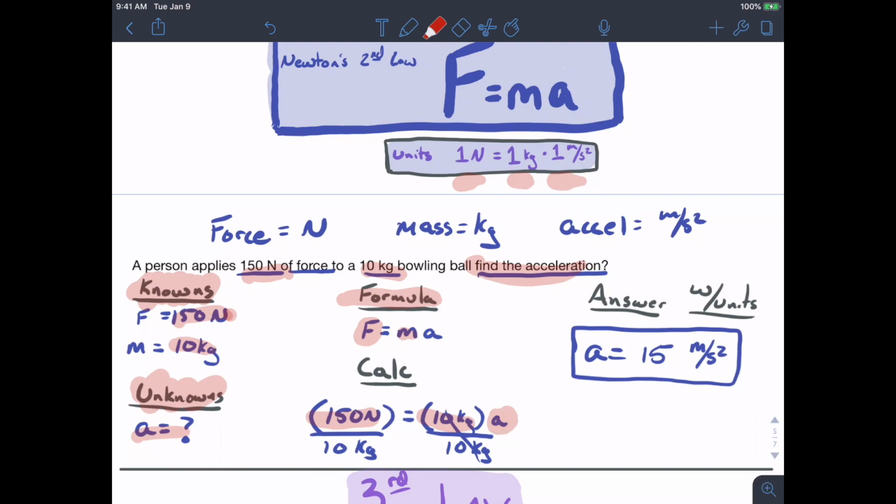Using our algebra skills, since 10 is being multiplied by a, the only way to remove that from both sides is to divide it. And once you run that through, you're going to get your answer, which is 15. The math's not too hard. 150 divided by 10 is just 15. And then what we want to do is make sure that we include units. So acceleration is always measured in meters per second.